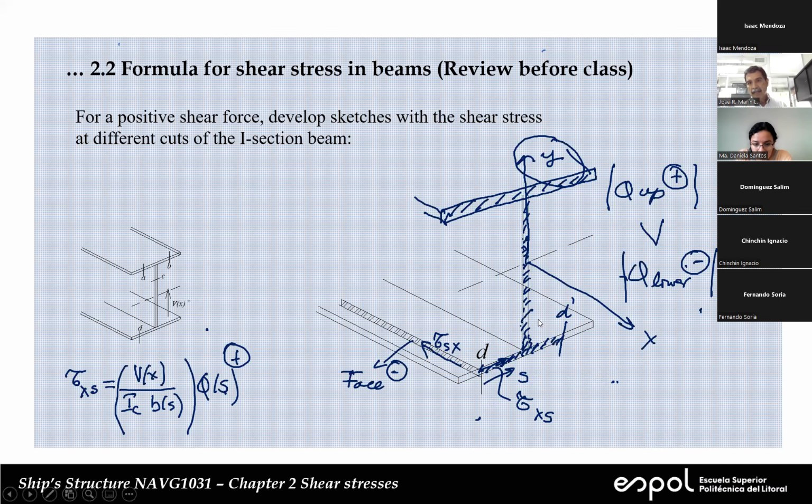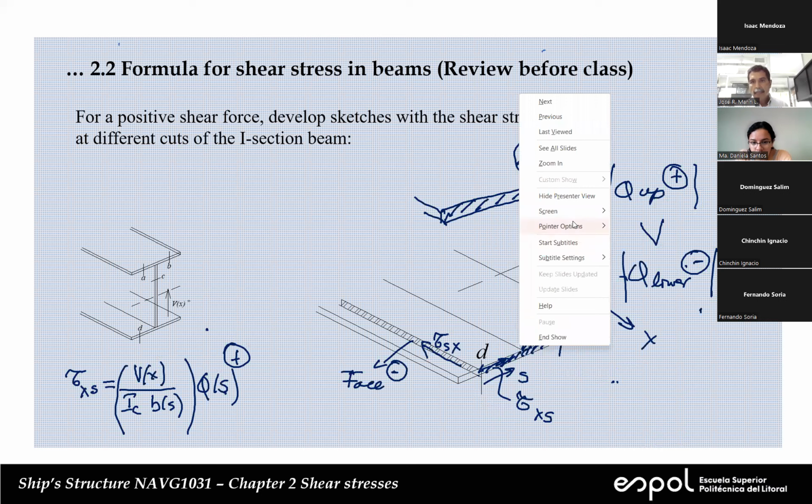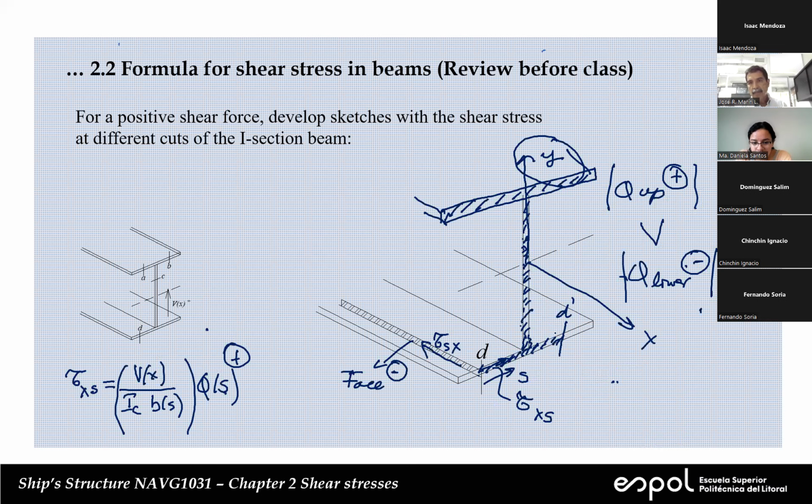If you make a cut here, that's what you're asking. Yes, I'm sorry. If you make a cut here in D prime, that's going to be a negative phase. So again, tau Sx will point in the minus X direction, and in that case, the tau Xs will point in this direction.